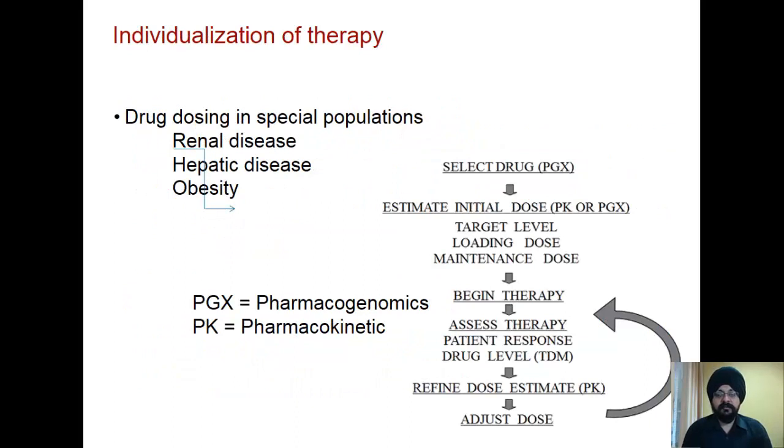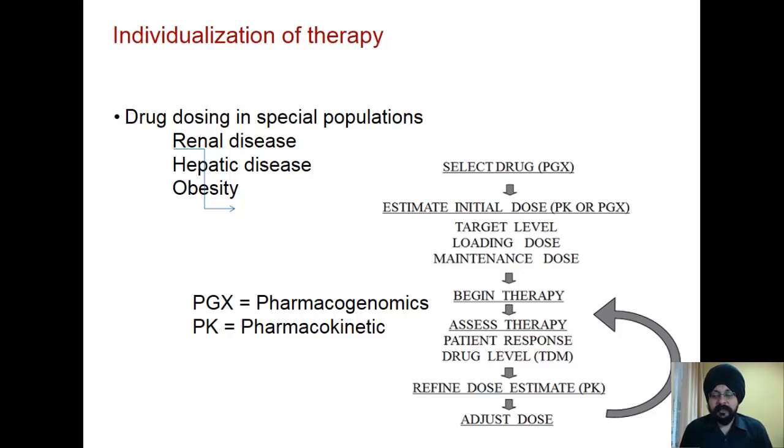Next, individualization of drug therapy is a multi-step process whereby the first step is the selection of the drug, followed by the estimation of the initial dose based on the target levels, and then loading dose and maintenance doses are calculated. The therapy is begun, and then the therapy is assessed. This assessment of therapy can be through assessment of the pharmacological response in the patient or by therapeutic drug monitoring using plasma or serum drug concentrations.